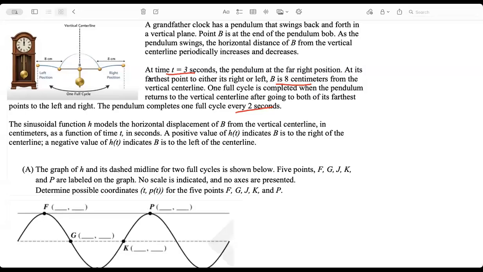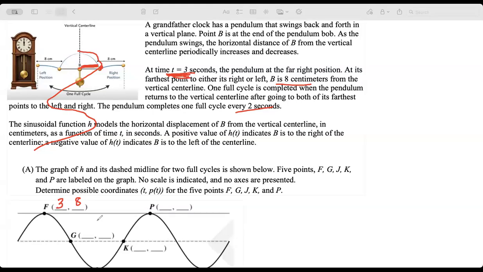Okay, they have not given anything, so I would start here. At time 3 seconds, the pendulum is at its far right position. This is how I visualize this. You see what I mean? So at 3 seconds, it's at its top. So let me write it by starting that. You see what I mean?